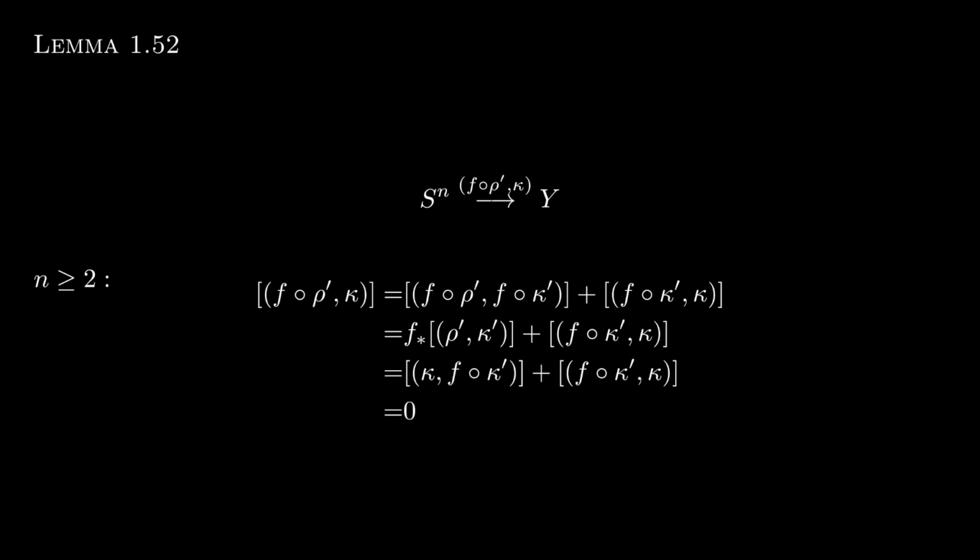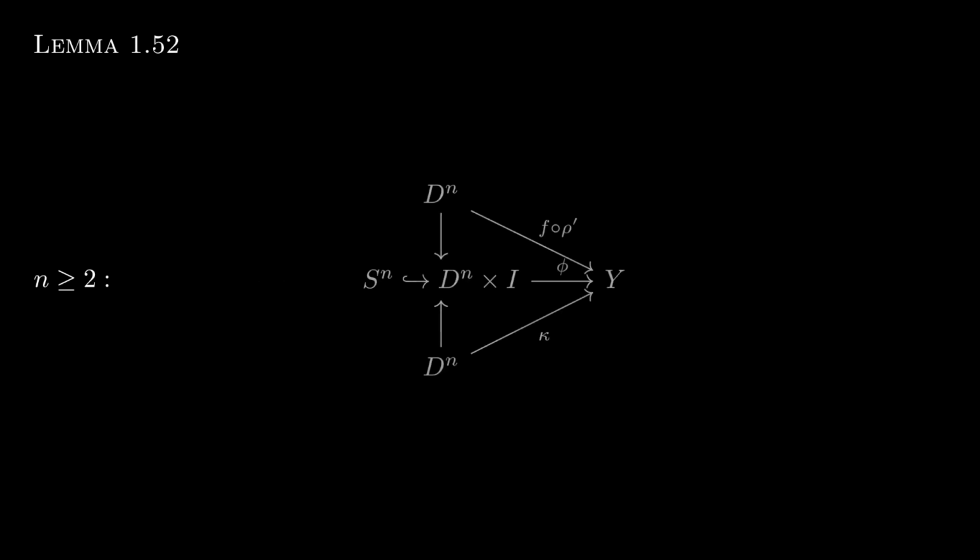Well, okay, so because we can just include Sn into the standard interval object of Dn, we already had a homotopy from kappa to F composed rho prime, which we can call phi. So phi is just the extension of the previous map F composed rho prime comma kappa to the cylinder object over Dn. Well, phi is that map on the boundary of the cylinder object. So what does that mean? It means that the map is constant on the boundary of Dn.